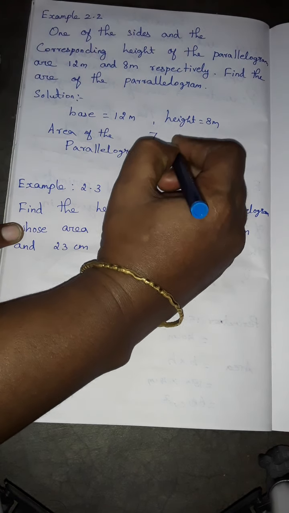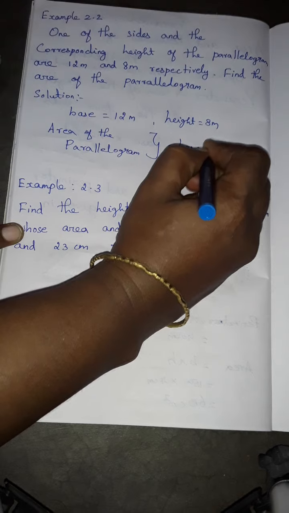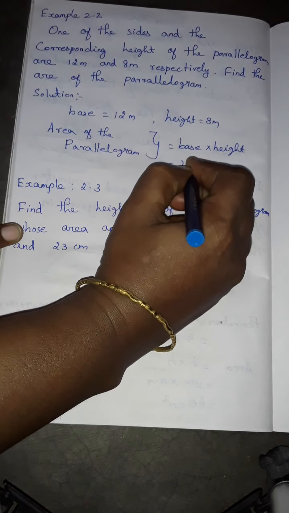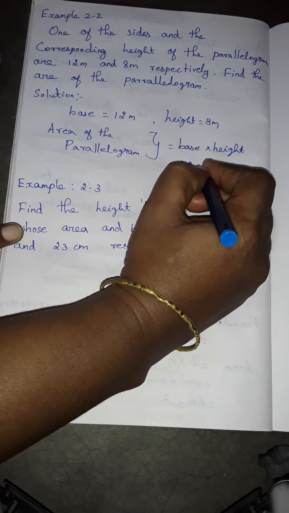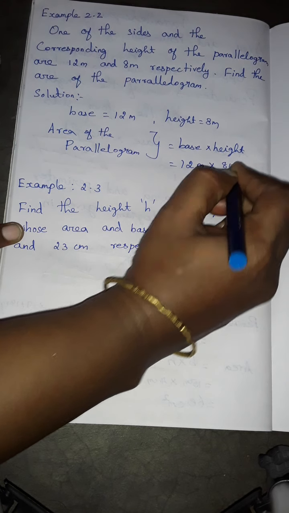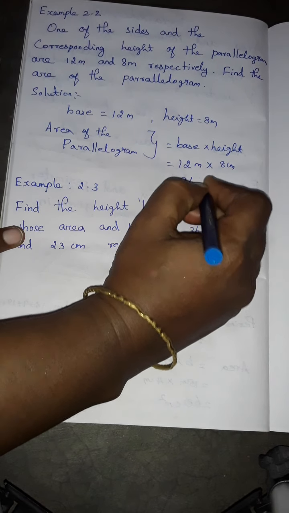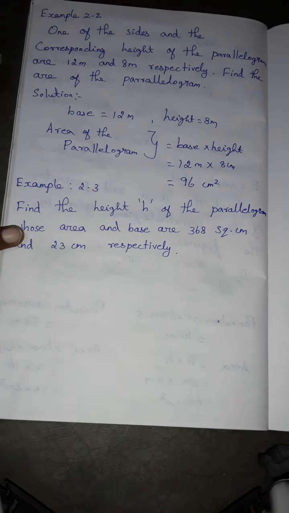So you know the area of the parallelogram formula. Yes, base into height. Base into height. So what is our base? Base is 12, height is 8 meter. So 12 eights are, what is it? 96 centimeter square. That's all. So it looks like word problems are very difficult? No, it is very easy. We will see the next one.